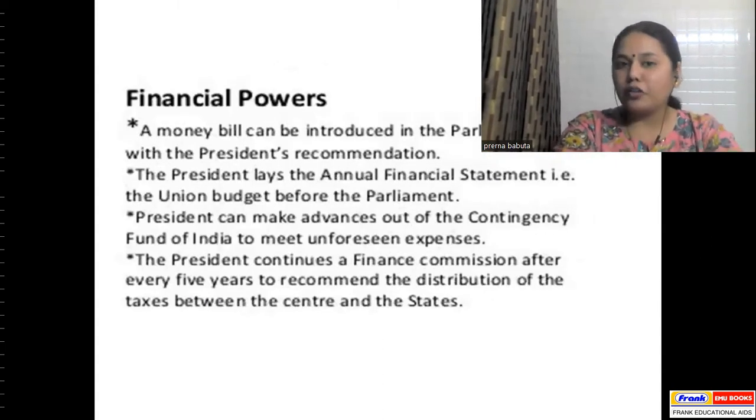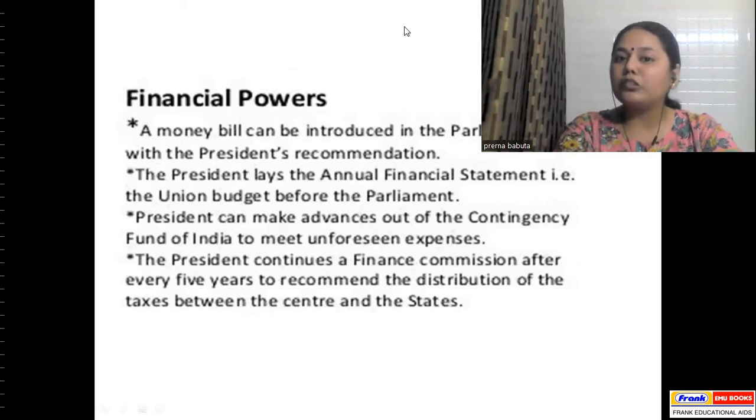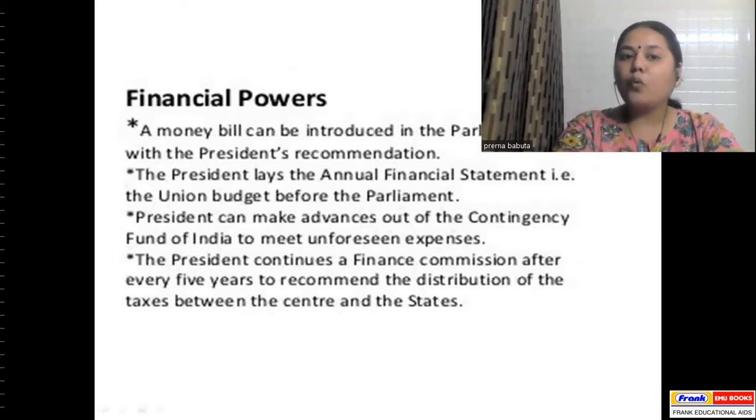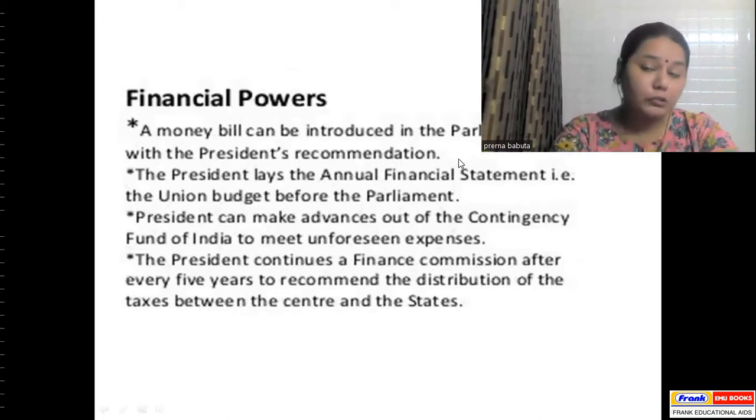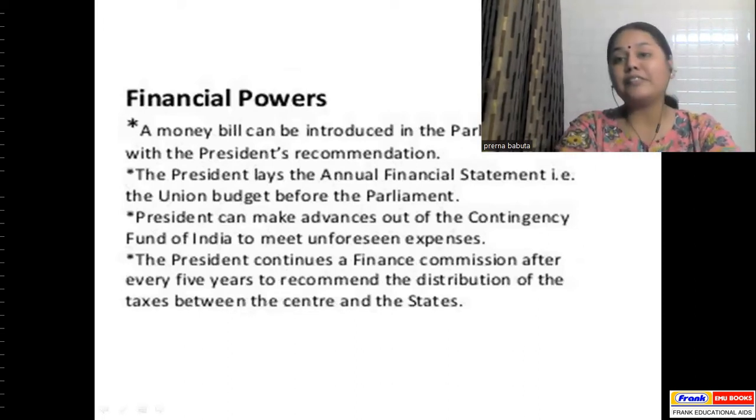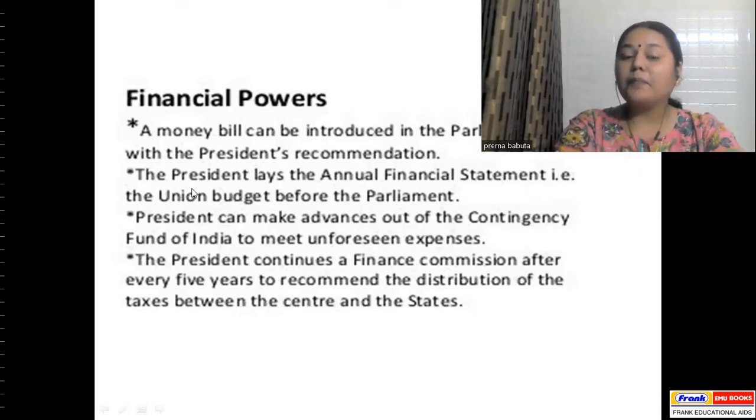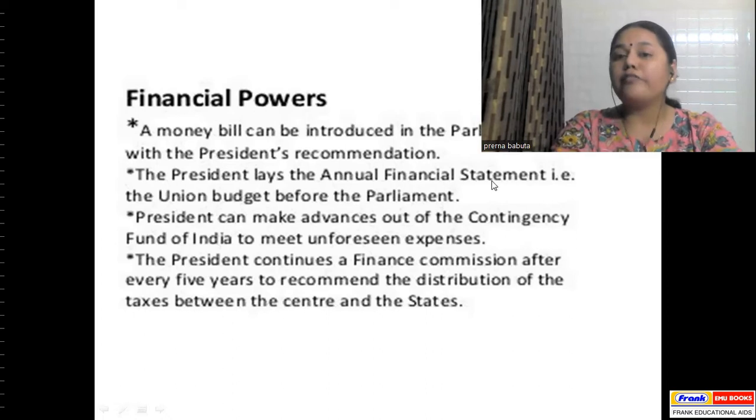Now, what are the financial powers? So a money bill can be introduced in the parliament only with the president's recommendation. And who introduces the money bill? Remember in the last class we studied Lok Sabha, the other house. So the president lays the annual financial statement, that is the union budget, before the parliament. So again, this is an important financial power.